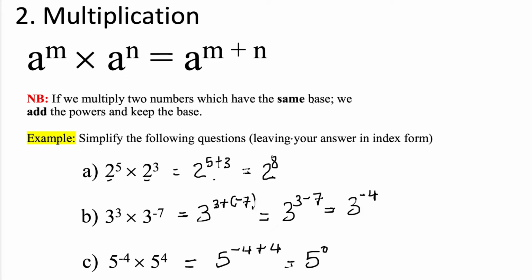Now, even though we're asked to leave our answer in index form, 5 raised to the power of 0 is the same thing as? Very good. It is the same thing as 1. Any number raised to the power of 0 is always equal to 1.